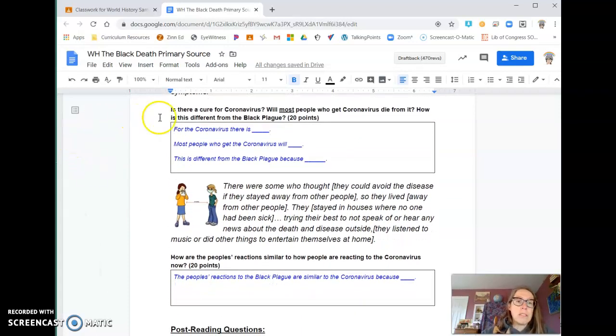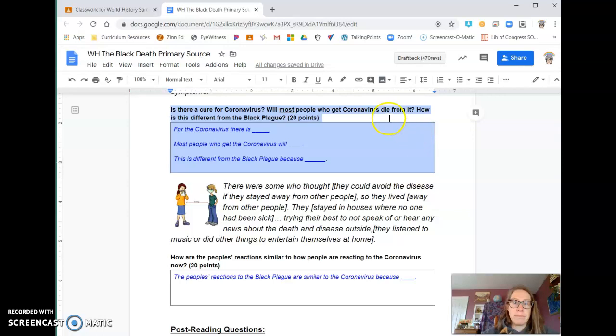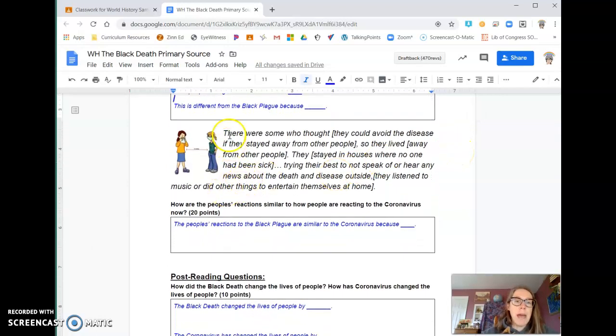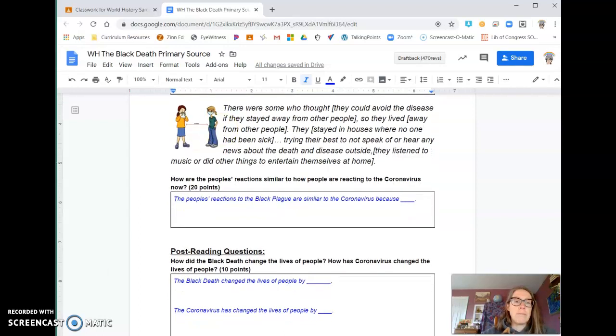So there are some questions for you to answer right here. Is there a cure for the coronavirus? Will most people who get coronavirus die from it? How is this different from the Black Plague? All right, the italics mean we're back to the primary source.